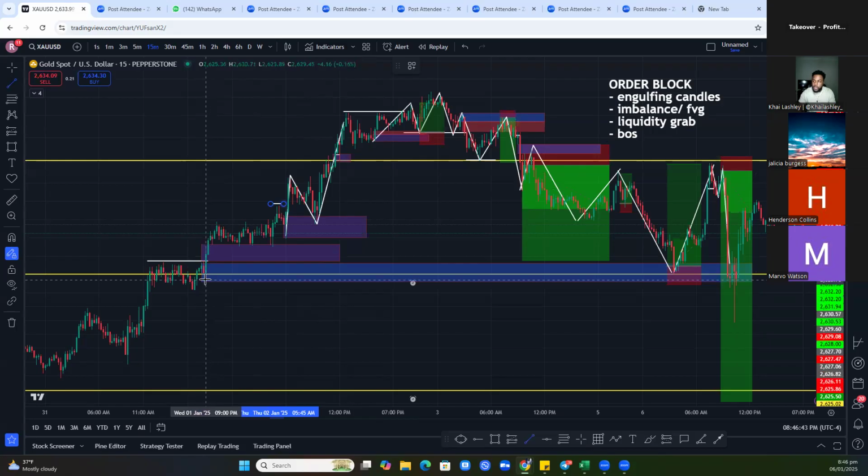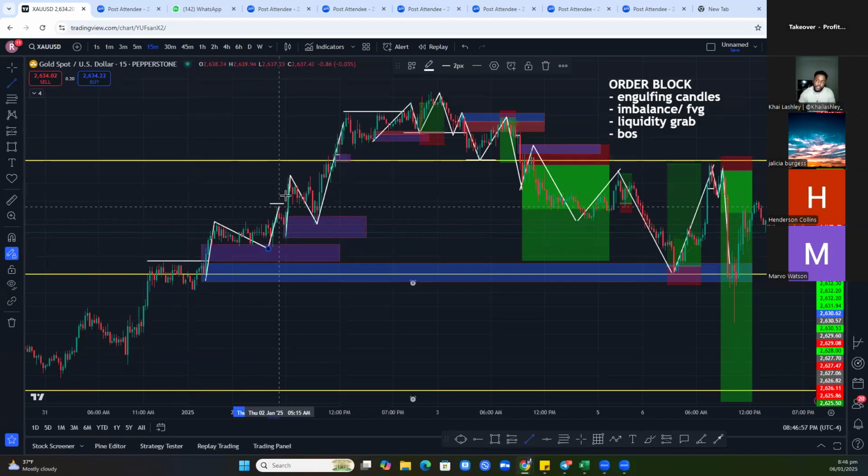Once again, engulfing candle, liquidity sweep, imbalance, price traded up, then traded back down into the imbalance. Then it came all the way back down to your order block, but traded down into the imbalance, then pushed up again. When it pushed up here, what happened? Engulfing candle, liquidity sweep, imbalance was there.